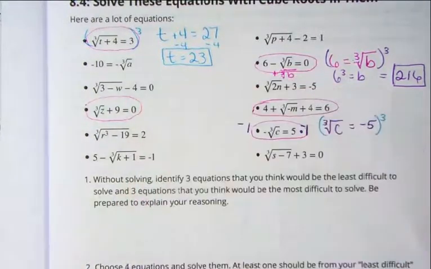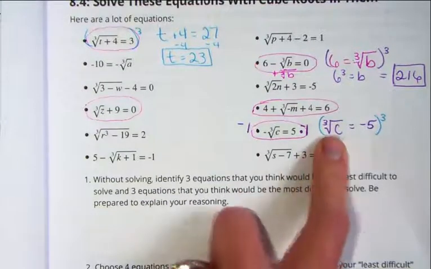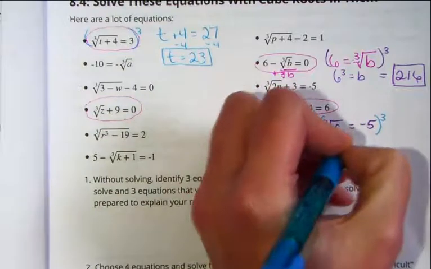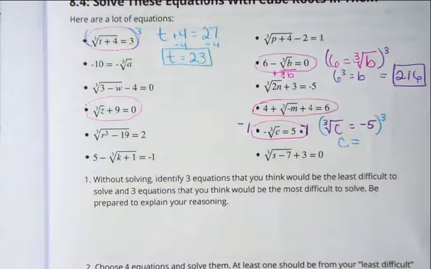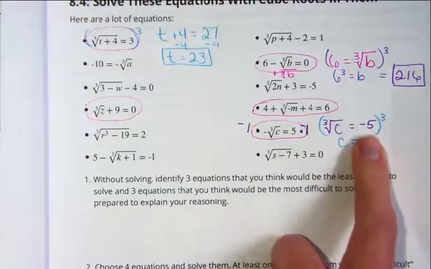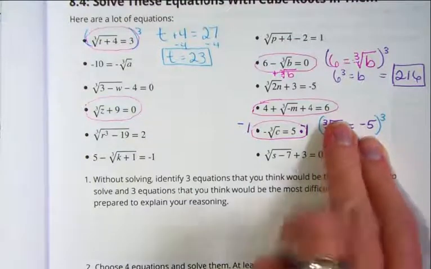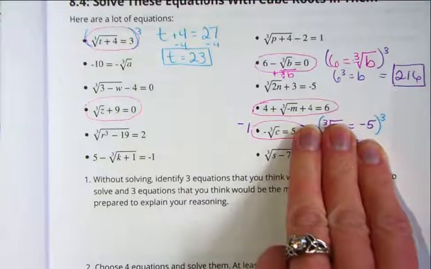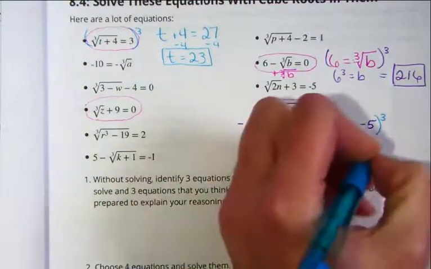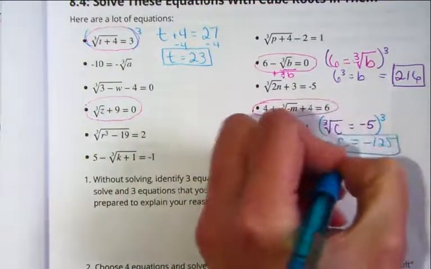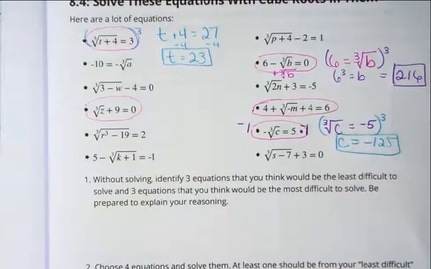The opposite of cube root is to cube it. Cube root of c to the third power means we're left with c on this side. And -5 raised to the third power, well, -5 times -5 is a positive 25. But multiplying that positive 25 by that third -5 brings me to a -125. Huh, that wasn't so bad.